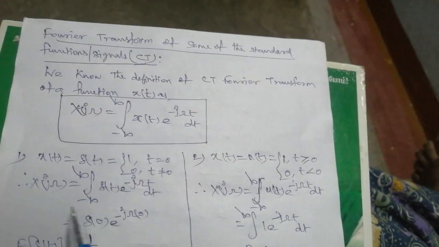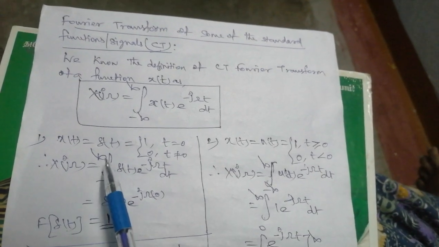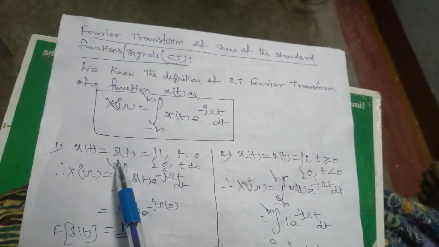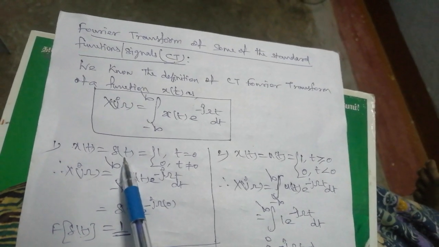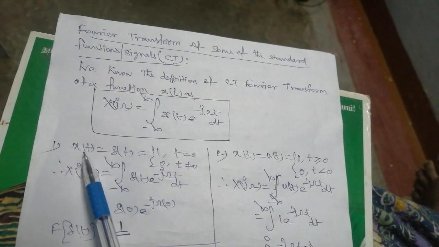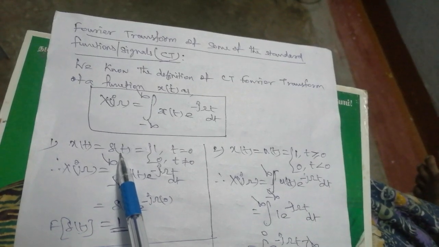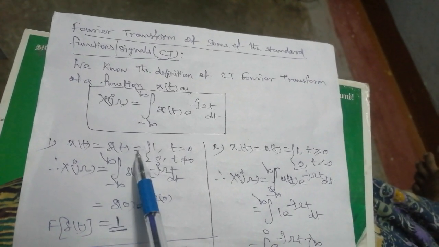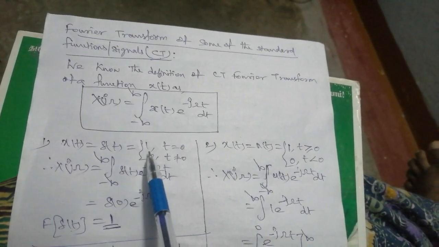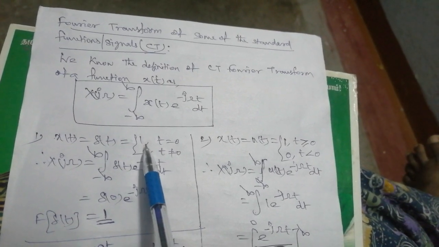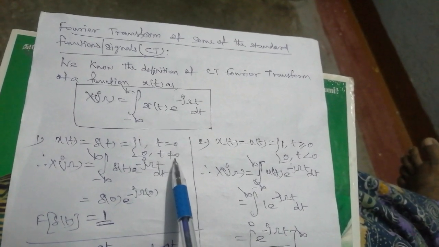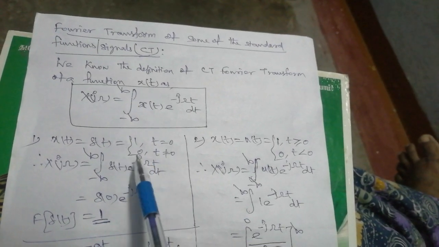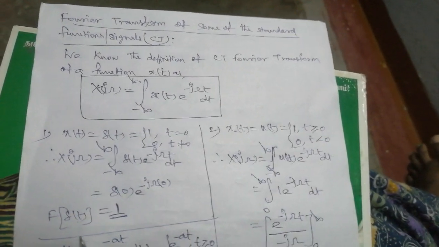Now we know some of the standard signals. One among them is the unit impulse signal delta of t. If my function is given as delta of t, you know the definition of delta of t, which is 1 when t equal to 0 and 0 when t not equal to 0, which is the mathematical expansion of this given function.